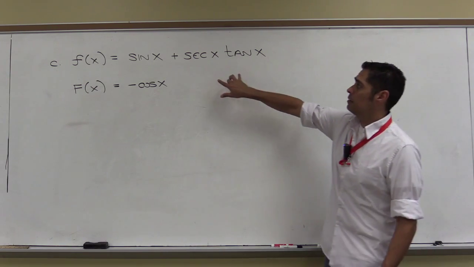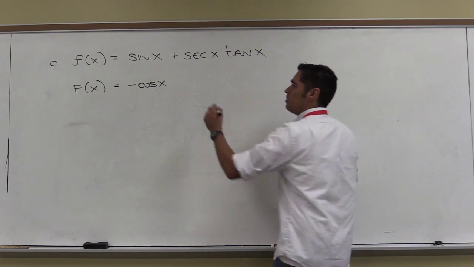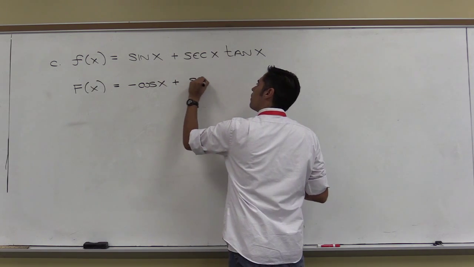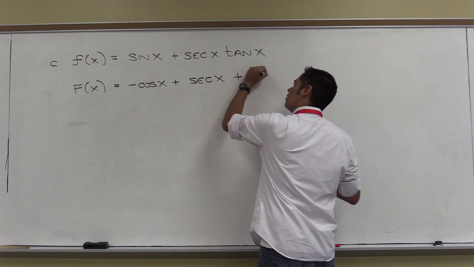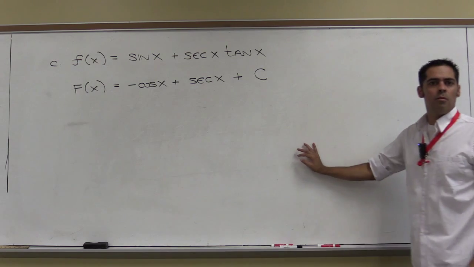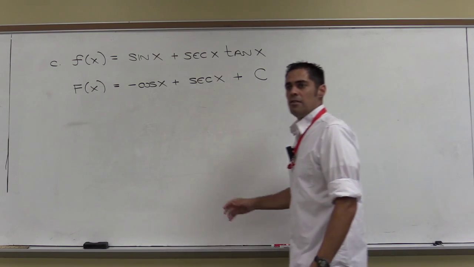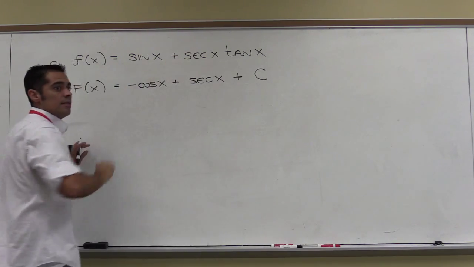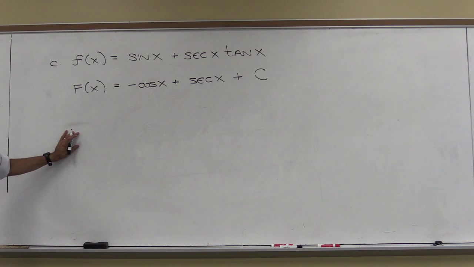So what would the antiderivative of this be? Just secant x plus C, and we're done. That's it. So there wasn't a whole lot of work to do with this one. It's just recognition of things that we've seen from Cal 1. Now D is a little more involved.